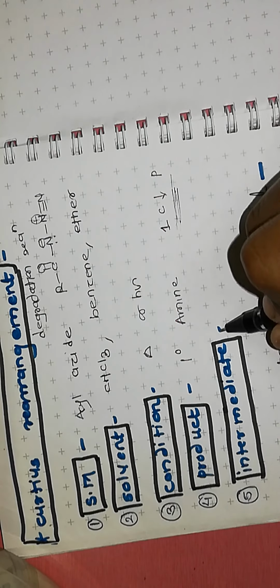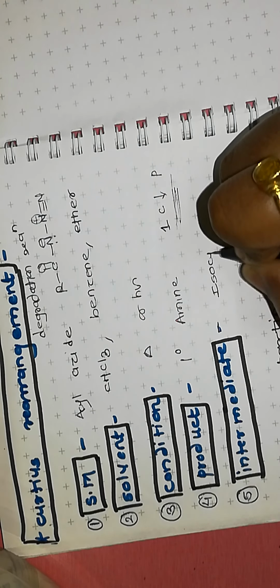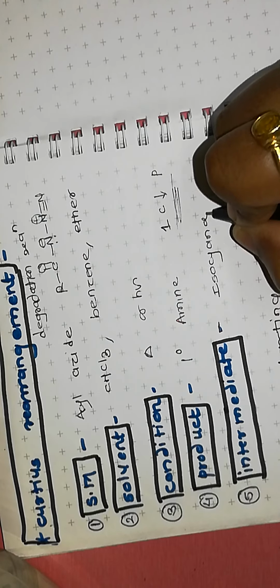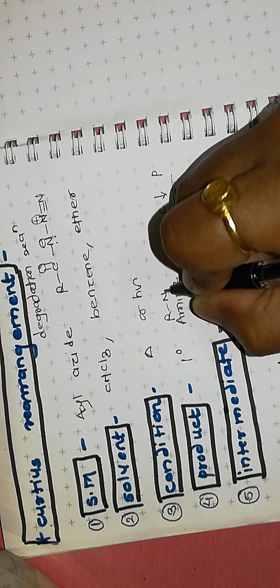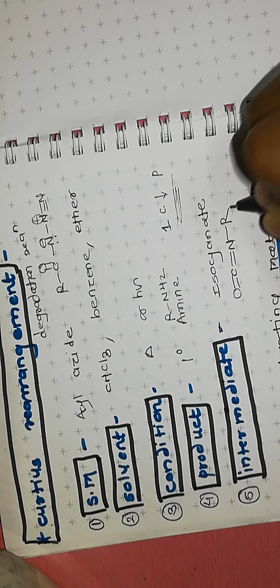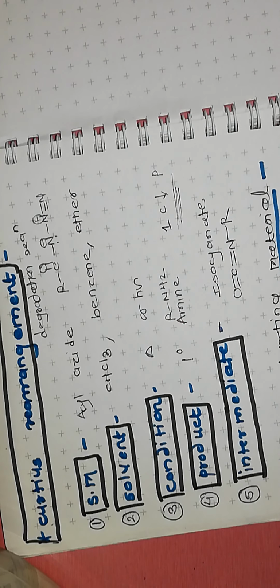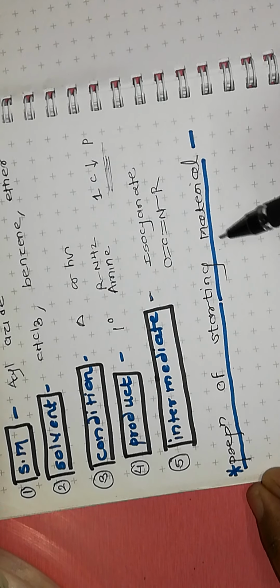Now we can see what is the intermediate. The intermediate for this reaction is isocyanate. The formula of isocyanate is O=C=NR. Now we can see how to prepare starting material. The starting material for this reaction is acyl azide.